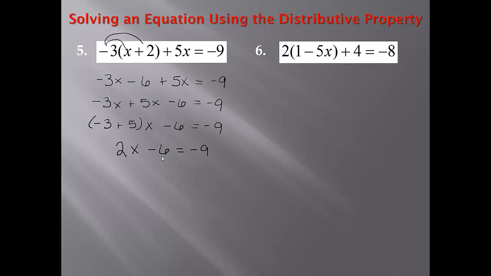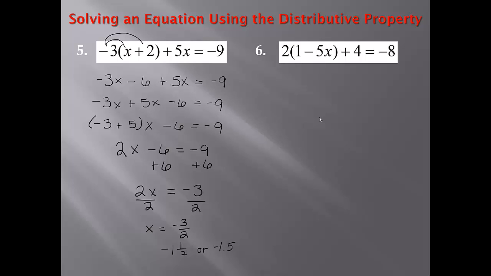And since I'm subtracting 6 in the problem, I'm going to add 6 to solve. Negative 6 plus 6 is 0, so I just have 2x. And that would be equal to negative 9 plus 6, and negative 9 plus 6 is negative 3. And now I have 2x, which would be 2 times x. And the opposite of multiplication is division, so I will divide both sides by 2. So x is going to equal negative 3 halves. This can also be written as negative 1 and 1/2, or you could even say this is negative 1.5, which is negative 1 and 5/10.